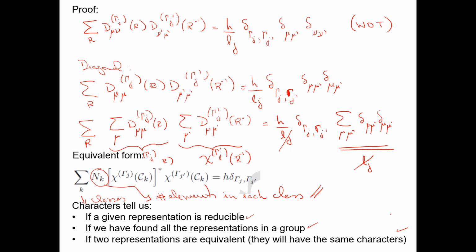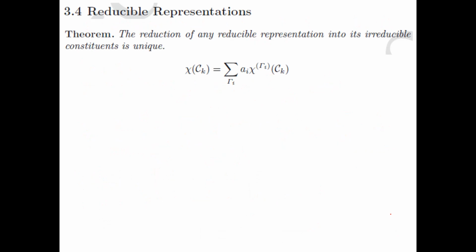I'm not showing this result. This is just information for you. Okay. All right. So let us discuss a little bit the importance of characters in reducible representations, and how we can decompose reducible representations into irreducible representations. And this is very important in group theory. So this is an important result.